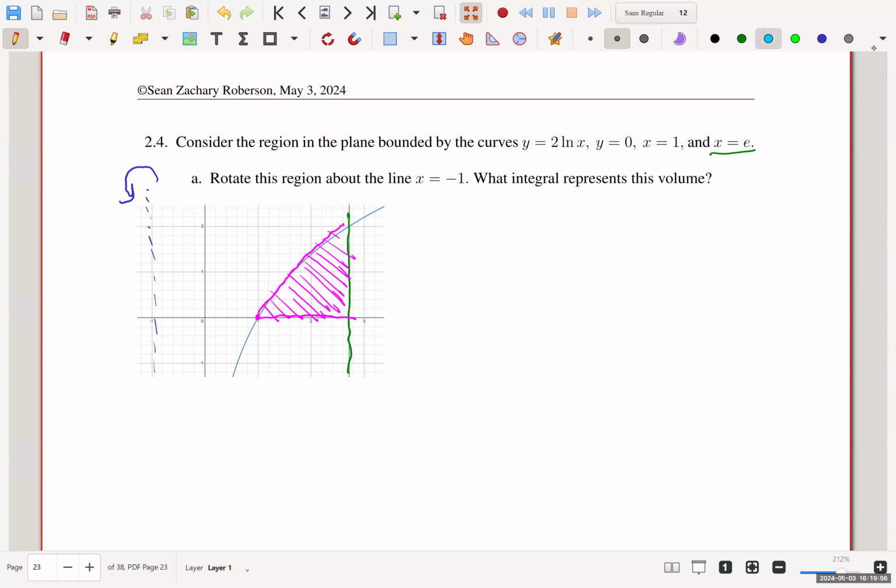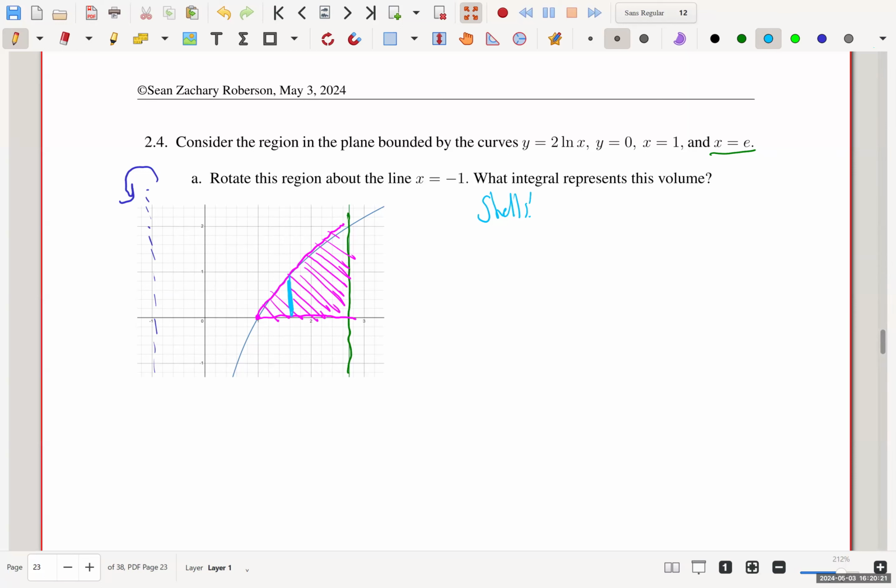And now let's think here. Discs or shells? Shells, because shells are parallel. Look at how I sliced in the light blue. That's parallel to the axis of rotation. So this one we're using shells.